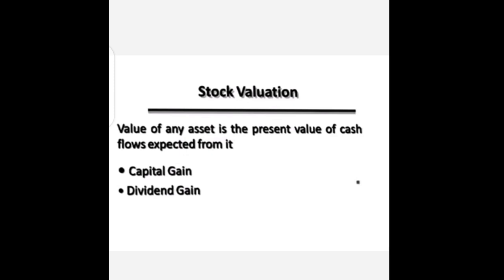The value of an asset is the present value of the cash flows expected from it. So what will the stock provide to you? It will provide you the capital gain. Capital gain means you purchased the stock at 10 rupees or 15 rupees, and now you are selling it at 17 rupees. Then the capital gain earned on it is 2 rupees. Then we have the dividend gain. We will discuss them in our next lectures.